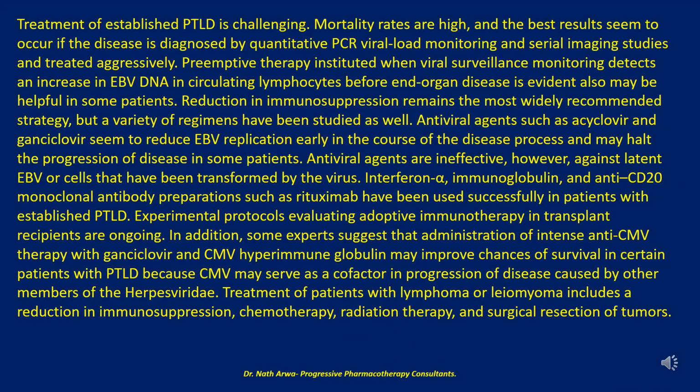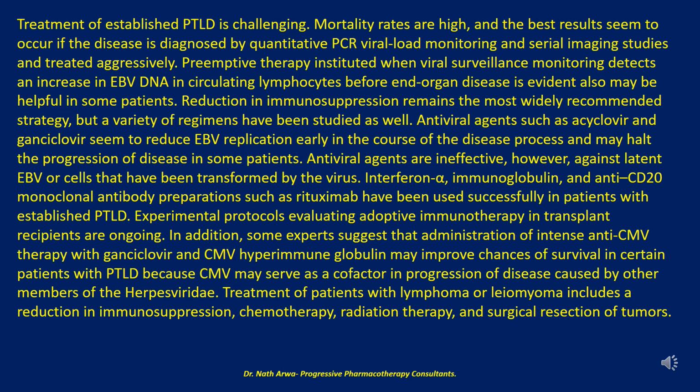Treatment of established post-transplantation lymphoproliferative disorders is challenging. Mortality rates are high, and the best results seem to occur if the disease is diagnosed by quantitative PCR viral load monitoring and serial imaging studies and treated aggressively. Preemptive therapy instituted when viral surveillance monitoring detects an increase in EBV DNA in circulating lymphocytes before end organ disease is evident also may be helpful in some patients. Reduction in immunosuppression remains the most widely recommended strategy, but a variety of regimens have been studied as well.